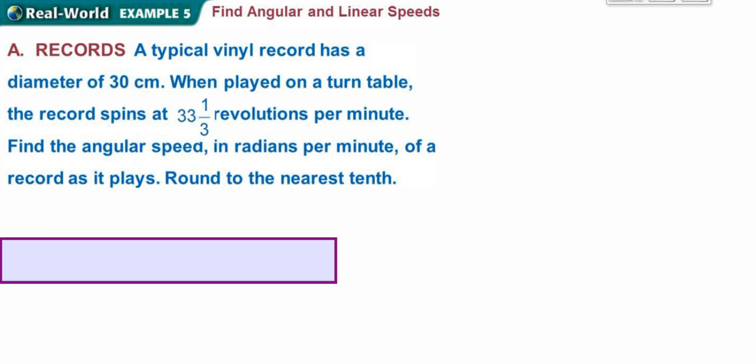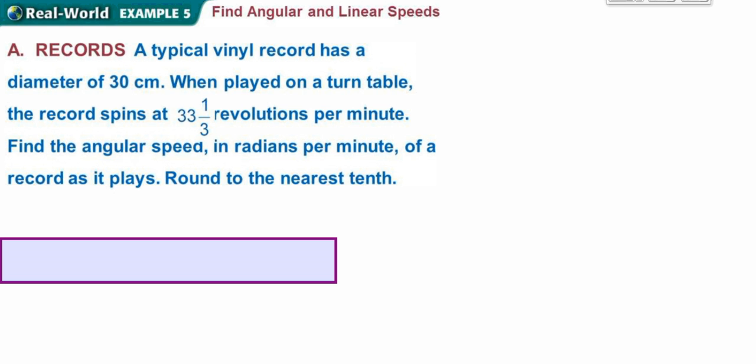A typical vinyl record has a diameter of 30 centimeters. So first note to self is what? The diameter is 30, so the radius is 15, right? So kind of thinking about that. When it's played on a turntable, the record spins at 33 1/3 revolutions per minute. And find the angular speed in radians per minute of a record as it plays, and then round it to the nearest tenth as we go.